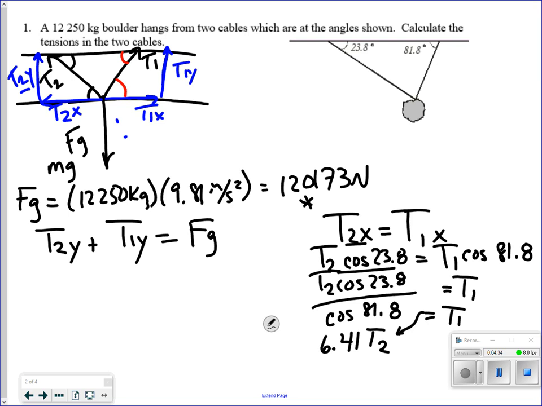So how this is going to help me is when I set up this next part over here. All right, now I know that this is 120,173 newtons over here. T1y, that's going to be a sine function. So this is going to be T1 sine of 81.8 plus, oh, I'm sorry, that's a 2. That's T2, and then this one is going to be T1 sine of 23.8. Okay. You can see I've got two missing variables, and this is an issue.